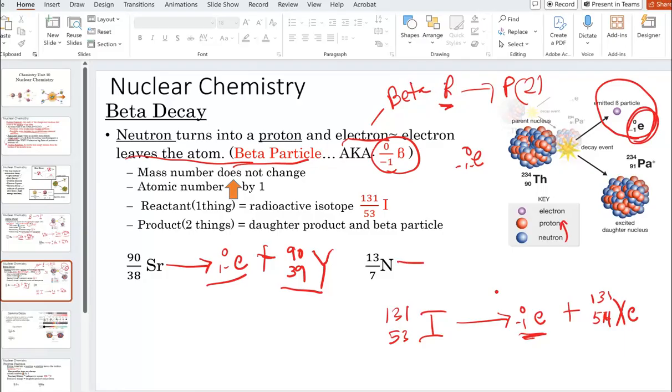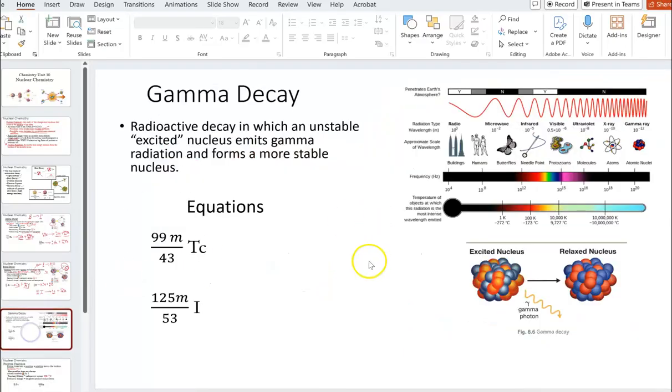Nitrogen-13, again, I'm going to draw my produces arrow. I know it breaks down through beta decay, so I'm going to draw my beta particle. And I have to figure out my daughter product. So mass number stays the same. Atomic number goes up by 1. So the element with atomic number 8 is oxygen. So it's oxygen-13 that is produced. And that's beta decay.